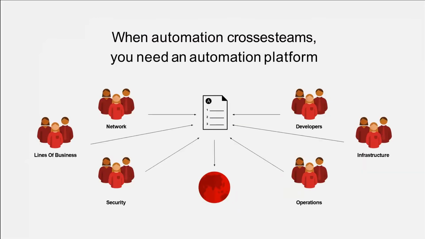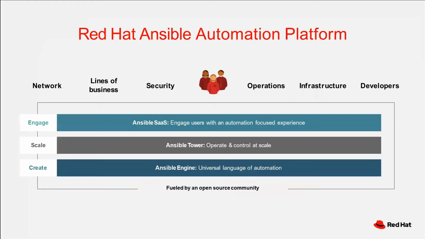So when we have this automation happening across an entire company, it makes sense to have an automation platform. And so that's where the Red Hat Ansible Automation Platform comes from. And so we have these three layers of the automation platform. The first layer is the Ansible Engine, and this is the heart of Ansible, and this is what does all of the work for us.